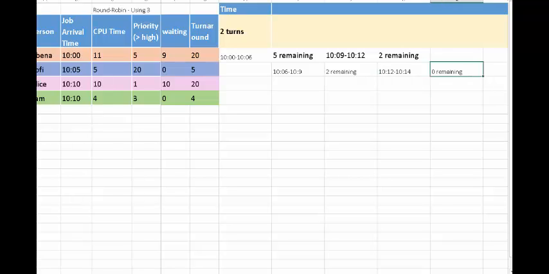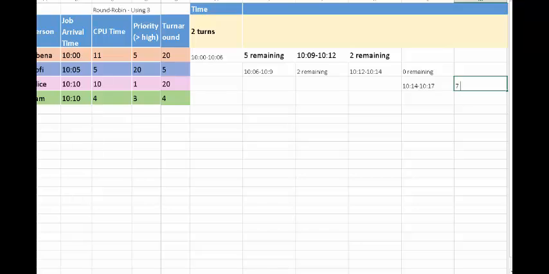So the only 3 people that are left are Abena, Alice, who has 10 remaining, and Sam, who has 4 remaining. So those are the 3 that are running. Abena just went, Kofi went. Next person to go, Alice. It's just round robin, so everybody's taking a turn. So 10:14 to 10:17 takes 3 units. That means she has 7 remaining.